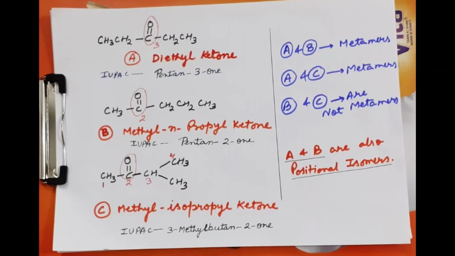And one more important point which I have told earlier also, कि these, like A and B, are also called the positional isomers, because they differ in the position of the functional group, which is the ketonic functional group. In case of A, the position of functional group is 3. So that is why for IUPAC name it will be called pentan-3-one. And in case of B, IUPAC name will be pentan-2-one, because the position of the ketonic group is 2. So that is why both A and B are also called the positional isomers.